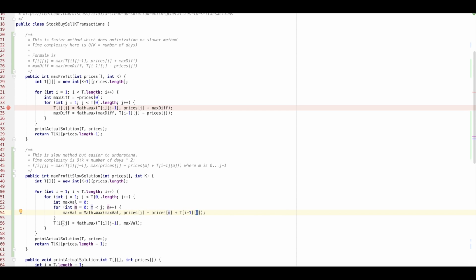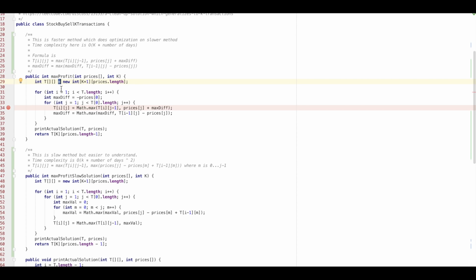And then finally your T of I J will be the max of T of I J minus 1, basically the best you can do by not executing a transaction on the jth day, and the max value which we found above. And then return T of K, prices dot length minus 1, which is the bottom right corner in the two-dimensional matrix. Let's look at the max profit, the faster solution.